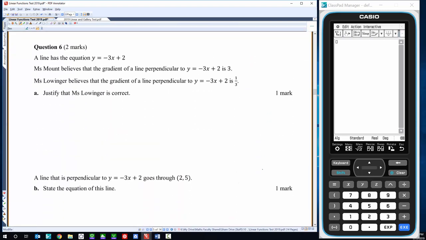All right, so a line has the equation here. Ms. Mount believes that it's 3 and, well, this is the perpendicular line, and Ms. Lowinger believes that it is 1/3. So we're going to justify that Ms. Lowinger is correct. There's a few ways of doing this, but noting that for perpendicular lines, m1 times m2 must be equal to -1.